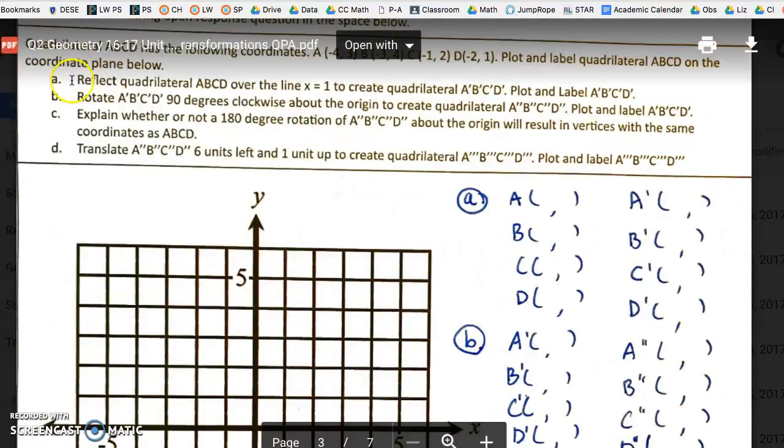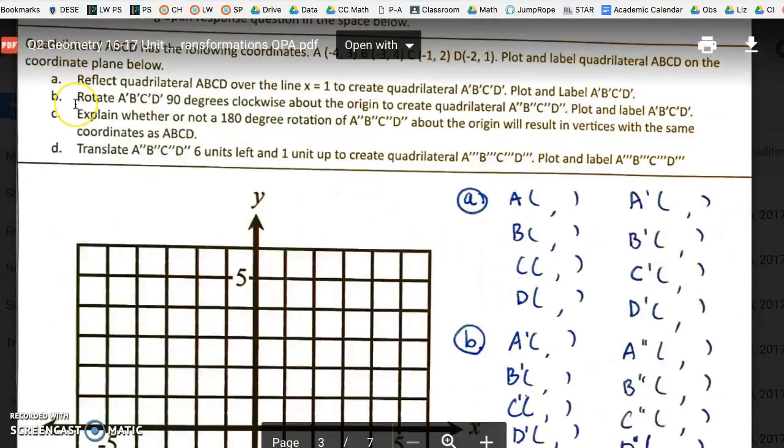So for example, part A says to reflect quadrilateral ABCD over the line x equals 1 to create quadrilateral A prime, B prime, C prime, D prime. Plot and label A prime, B prime, C prime, D prime. And so in this, you need to not only plot A, B, C, D, you need to draw the line that is represented by x equals 1, label and plot A prime, B prime, C prime, D prime. And I've listed out these coordinates here for you as well so that you can check your work.